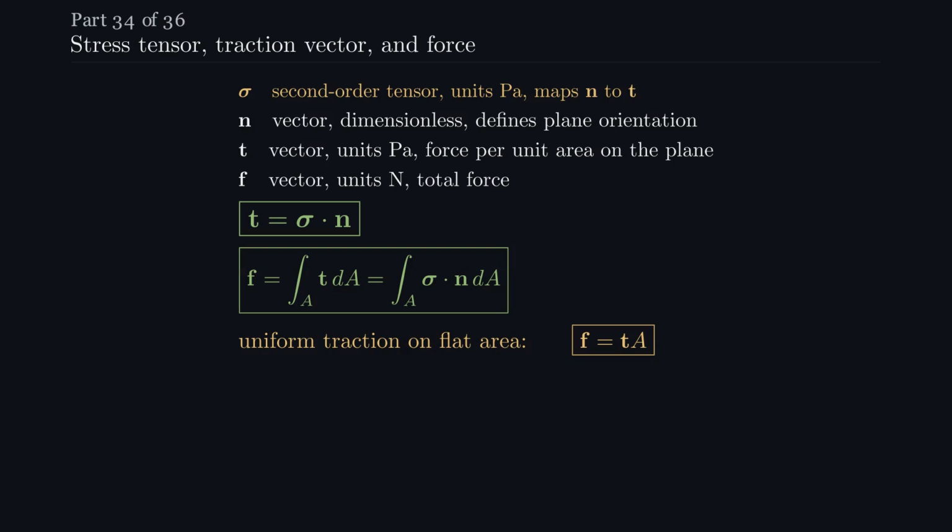Stress, traction, and force are related but not the same. Stress is a second-order tensor. The unit normal defines the plane. Traction is a vector with units of Pascal. Force is obtained by integrating traction over area, or by multiplying traction by area when traction is uniform.